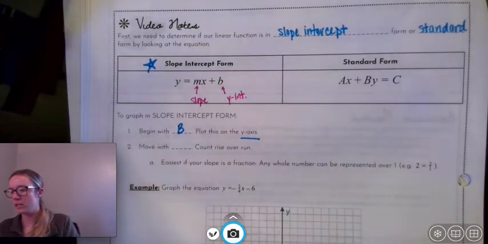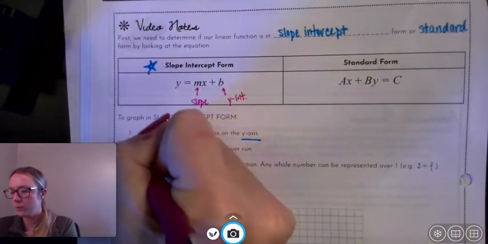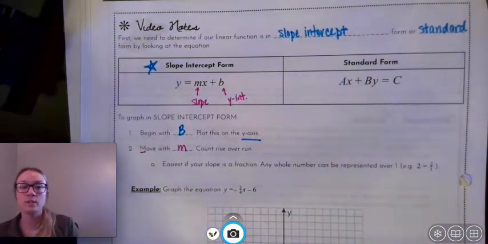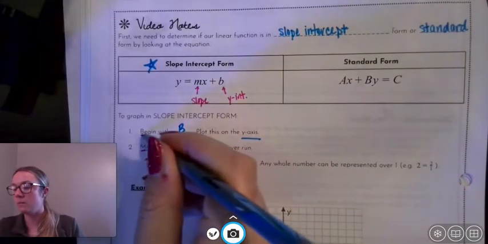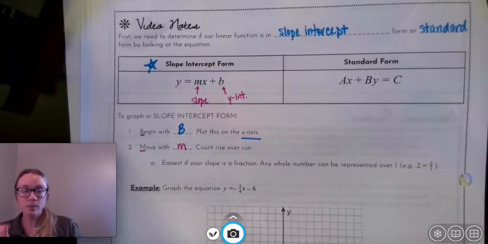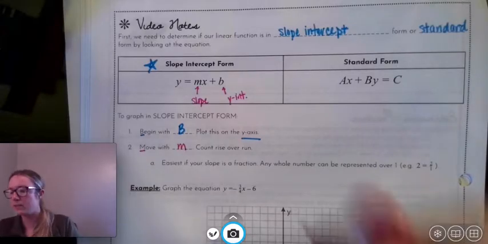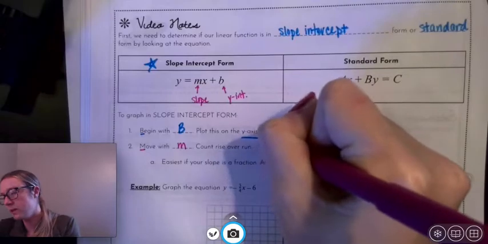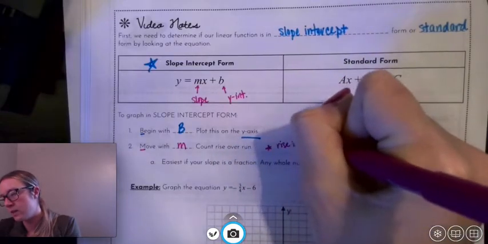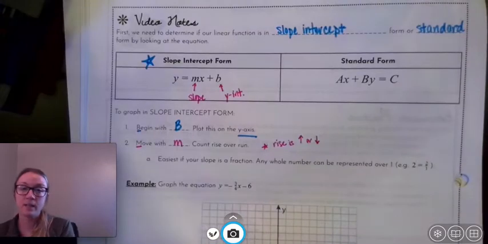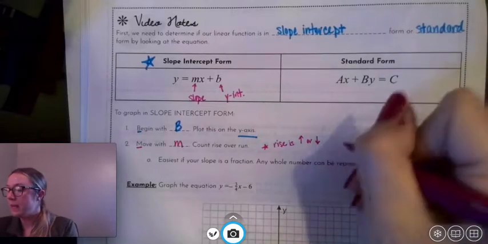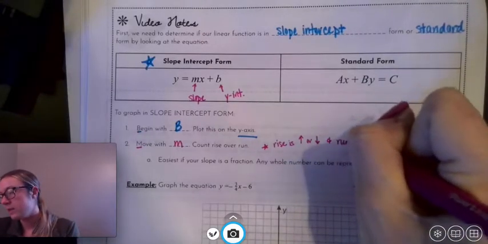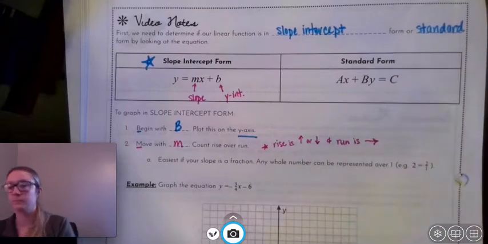I'm actually going to change color. So we're going to move with our m, which is our slope. So we begin with b and move with m. When we move with m, we want to do our rise and our run. Remember, rise is our vertical movement up or down, and then run, we always go to the right. So I'm going to make a note here. Rise is up or down, depending on if it is positive or negative. So positive, you would go up, negative, you would go down. And our run is to the right.